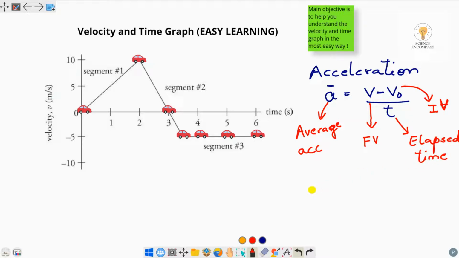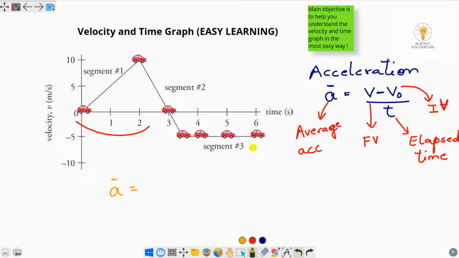Find out the acceleration between 0 seconds to time 2 seconds. So this is what I'm asking you to find out over here, this one. Okay, so during this time period, 0 seconds to 2 seconds, you need to find out the acceleration of this car. So what do we do? We just plug in the numbers. So here it is. So a bar, this is what we're trying to find out, the average acceleration of this car.